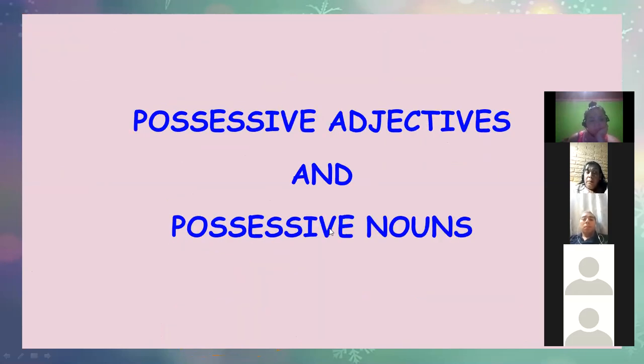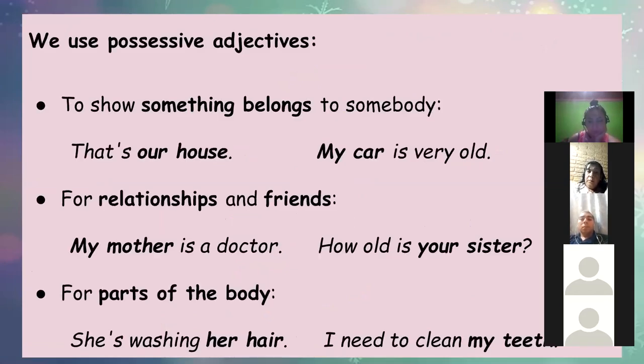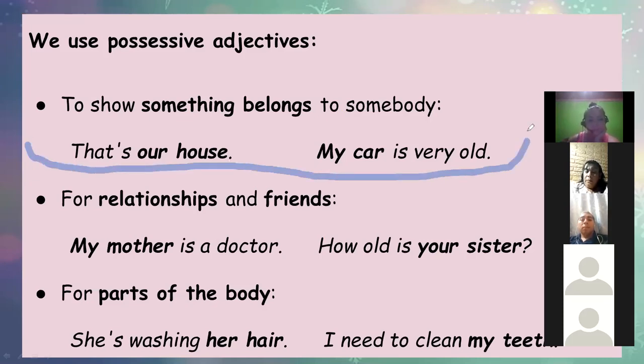Now, when we talk about objects, we can talk about possessives, possessive adjectives, possessive nouns, because we are going to talk about possessions. My possessions, your possessions. So, look at this. We use possessive adjectives. Can you help me, Emperatriz, with the first one? Sometimes belong to somebody. Yes. For example? My car is very... Old. Very old.